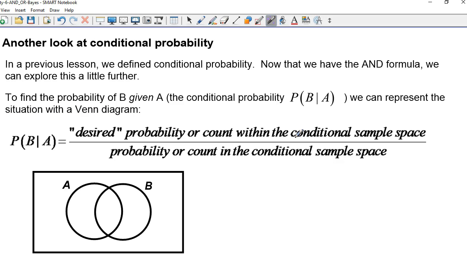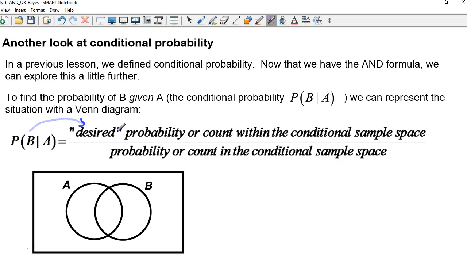So now that we've looked at that, I want to take a closer look at conditional probability. In a previous lesson, I think it was lesson 3, we defined conditional probability. And now that we have the AND formula, we can explore that a little further and give a formula for conditional probability. So to find the probability of B given A, we can represent the situation with a Venn diagram. The given A part has to relate to the bottom of the fraction, the probability or count of the conditional sample space. That's going to be defined by A, and the top of the fraction is defined by the probability of what we're finding, the desired probability or count within the conditional sample space.